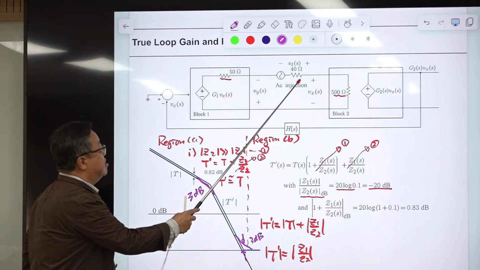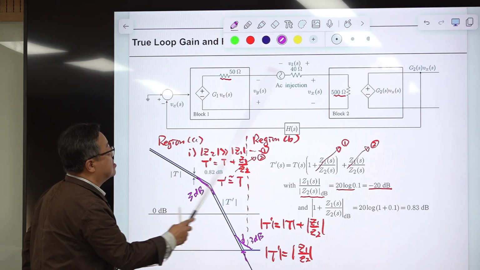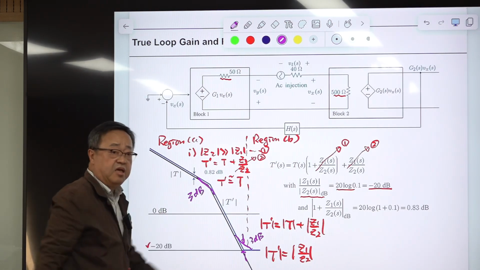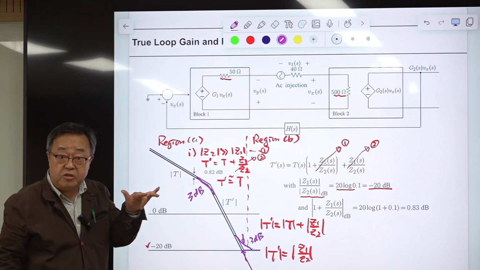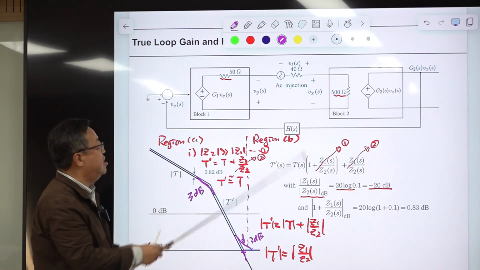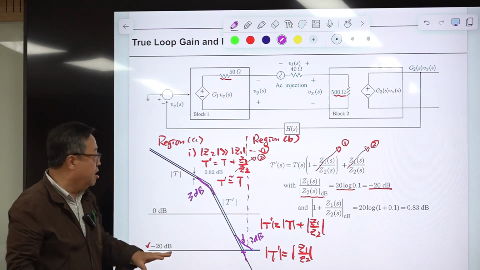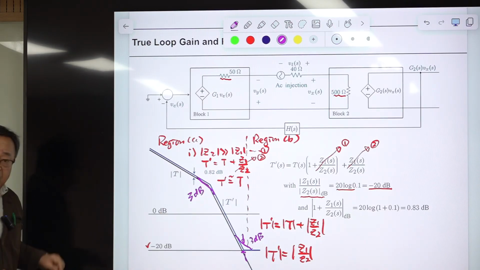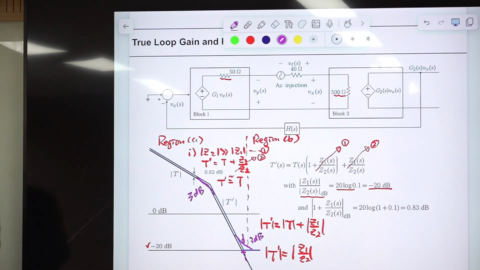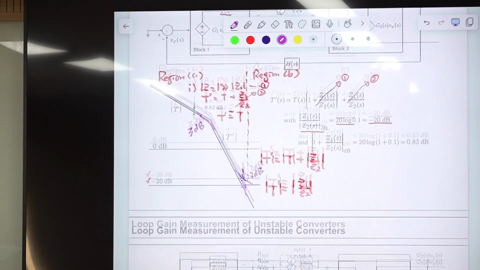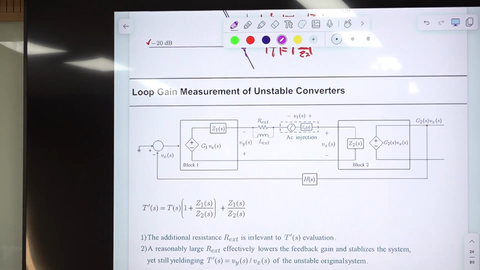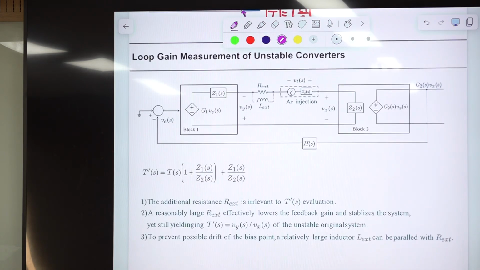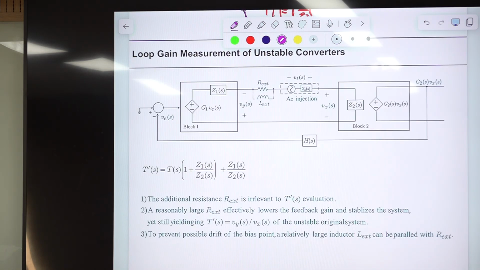One strange thing is this resistance has only 10 times difference. If the difference is 100 times, 1,000 times, then this pseudo loop gain will be very close to the true loop gain. Okay, so this is the first one. And the next slide explains the measurement of unstable loop gain.